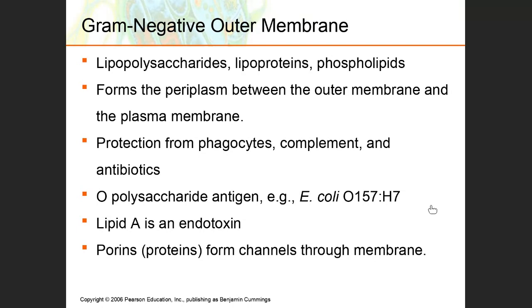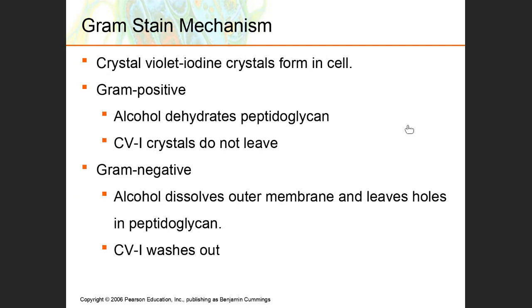It's just harder. I mentioned the O polysaccharide is antigenic, so there are different types of it, so we can type different strains of bacteria. Lipid A is an endotoxin. Endo just means it's a component of the cell, and it's not really very toxic. Of course, there are protein channels through the membranes to allow substances to move to the inside and outside of the cell. So, any questions on the difference between gram-positive and gram-negative cell walls?